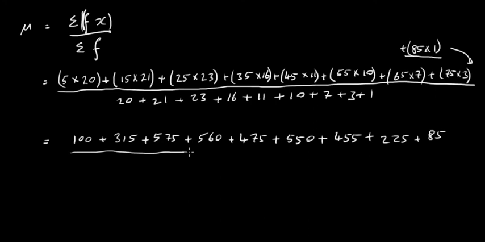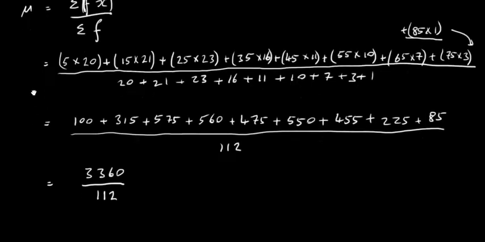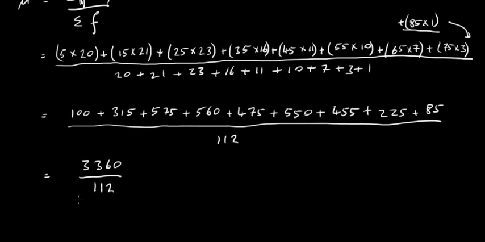Put a line underneath, and when you add up the frequencies, then when you add up these here, you get 112. So our population rather, is 112. We looked at 112 people. So if you add up the top line anyway, you get 3360. Put a line underneath again, and we're dividing that by 112. And finally, when we divide that, we get 30.